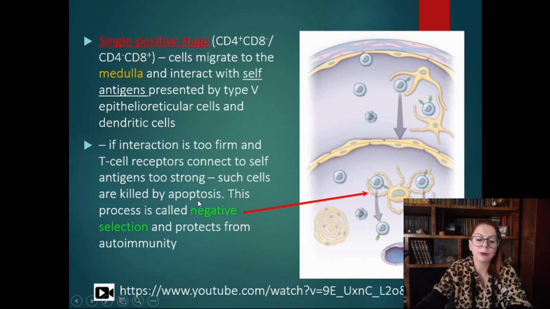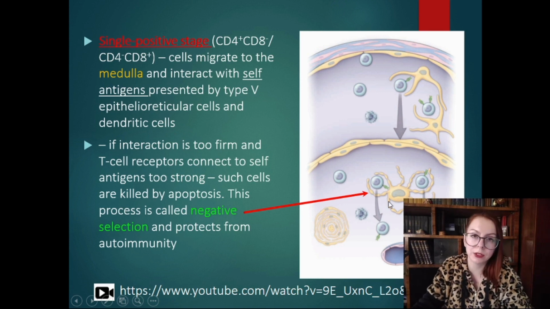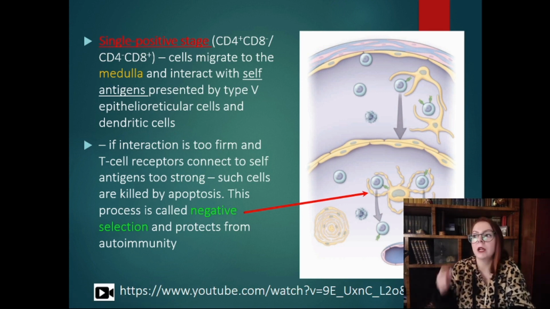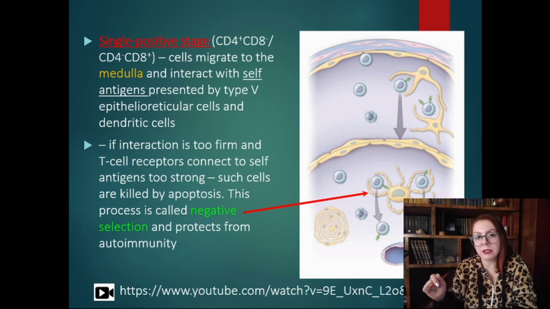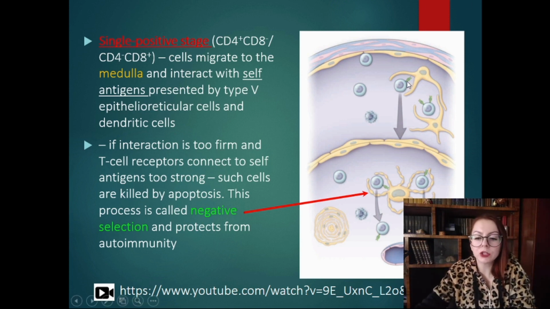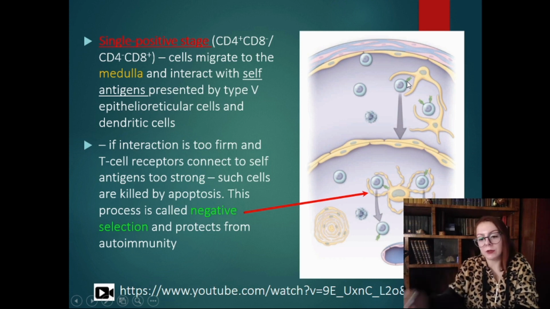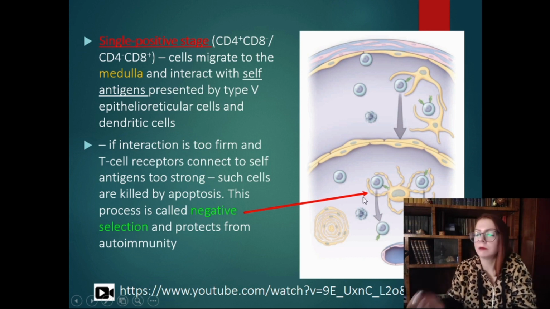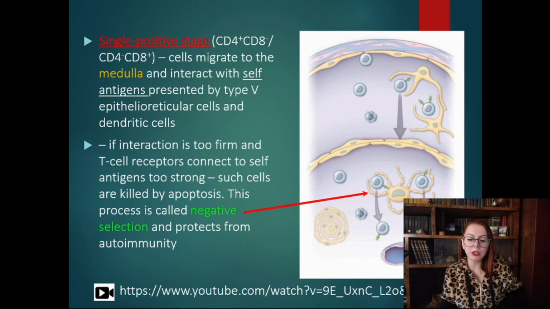Such cells are killed by apoptosis. That's what we call negative selection. Why is it negative? Because if cells recognize something, then they are destroyed. Positive selection is when they do something, they survive. Here, if they do something, they are killed. That's why the process is negative.